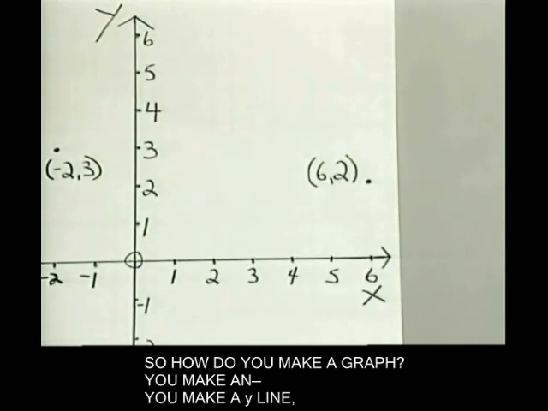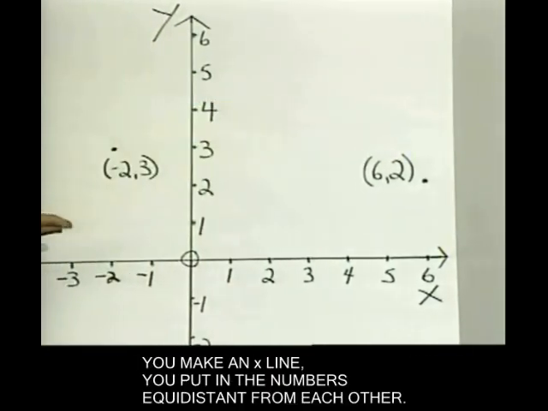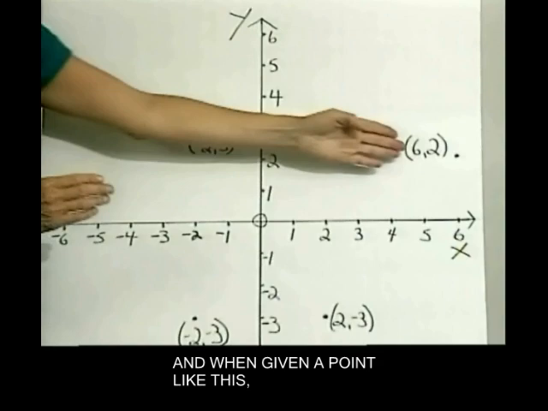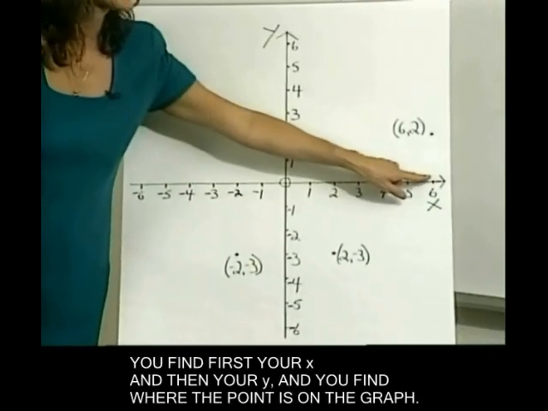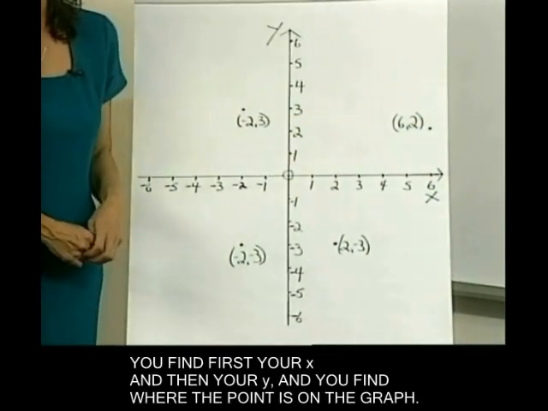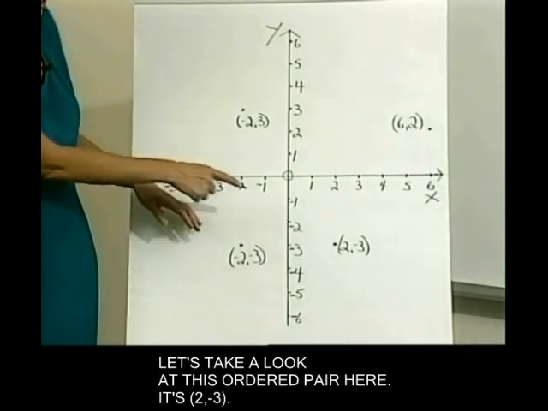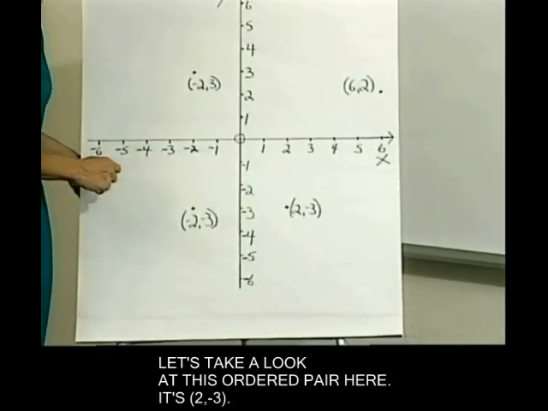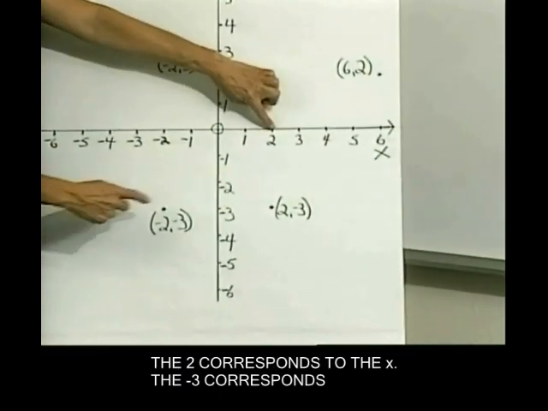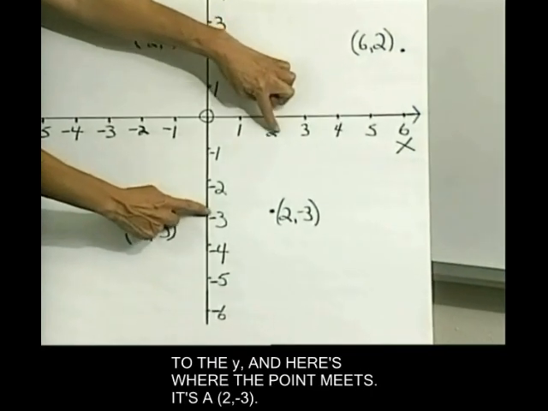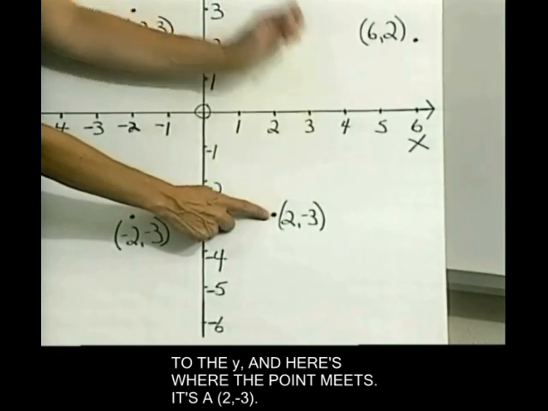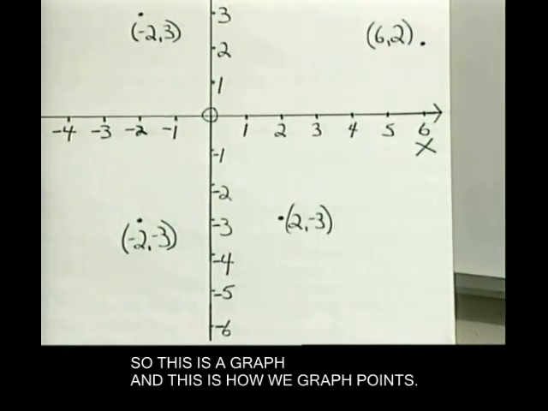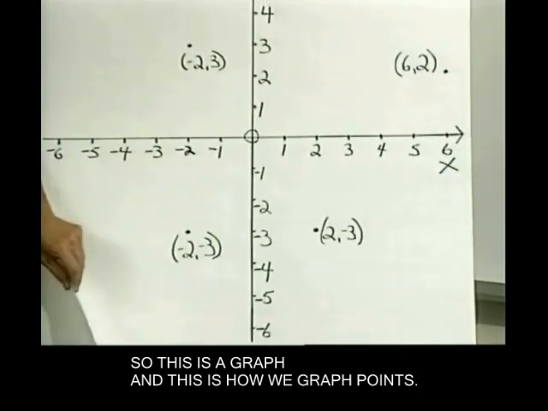So how do you make a graph? You make a y line, you make an x line, you put in the numbers equidistant from each other, and when given a point like this, you find first your x and then your y, and you find where the point is on the graph. Let's take a look at this ordered pair here. It's 2 and -3. The 2 corresponds to the x, the -3 corresponds to the y, and here's where the point meets. It's 2, -3. So this is a graph, and this is how we graph points.